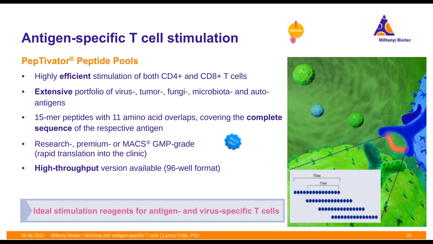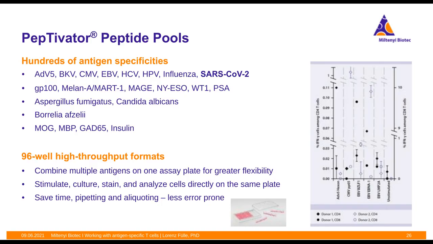And they're available in research, premium, and even also GMP grade, which then will allow a rapid translation of the early findings into the clinic. And they're also available in a high throughput version in a 96-well format. So we think that they're really the ideal stimulation reagents for both antigen and also virus-specific T cells.